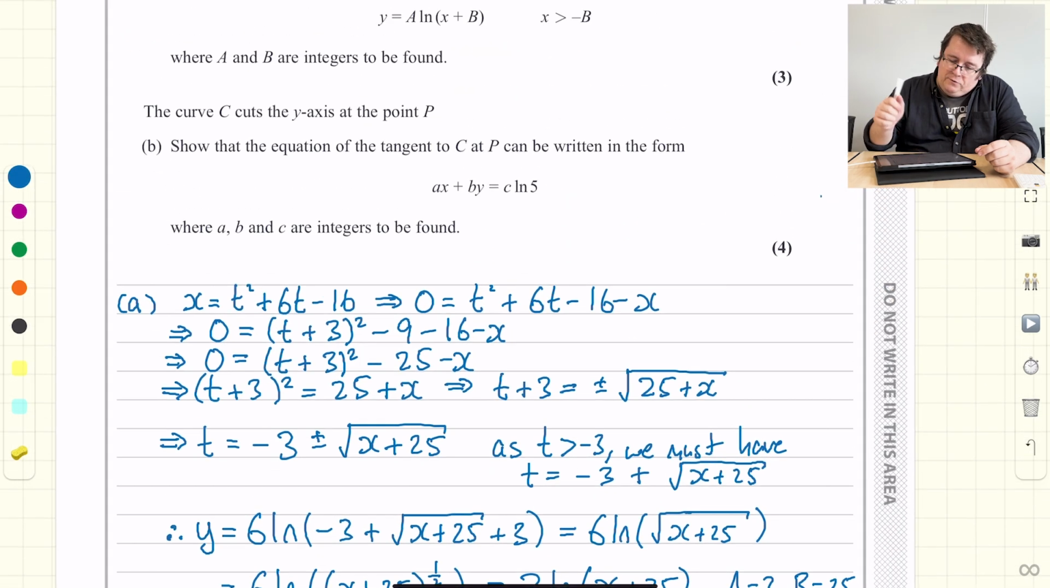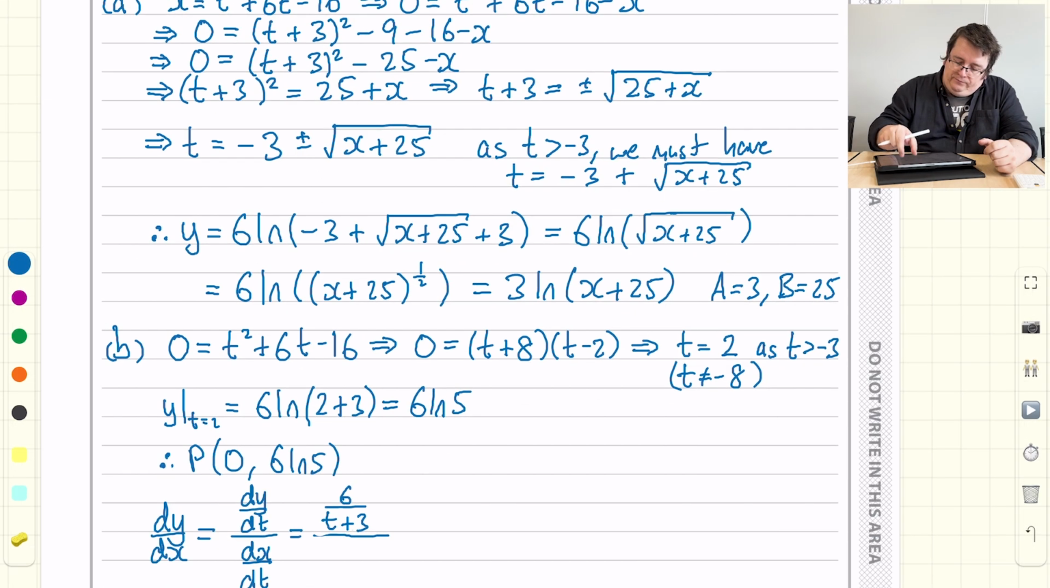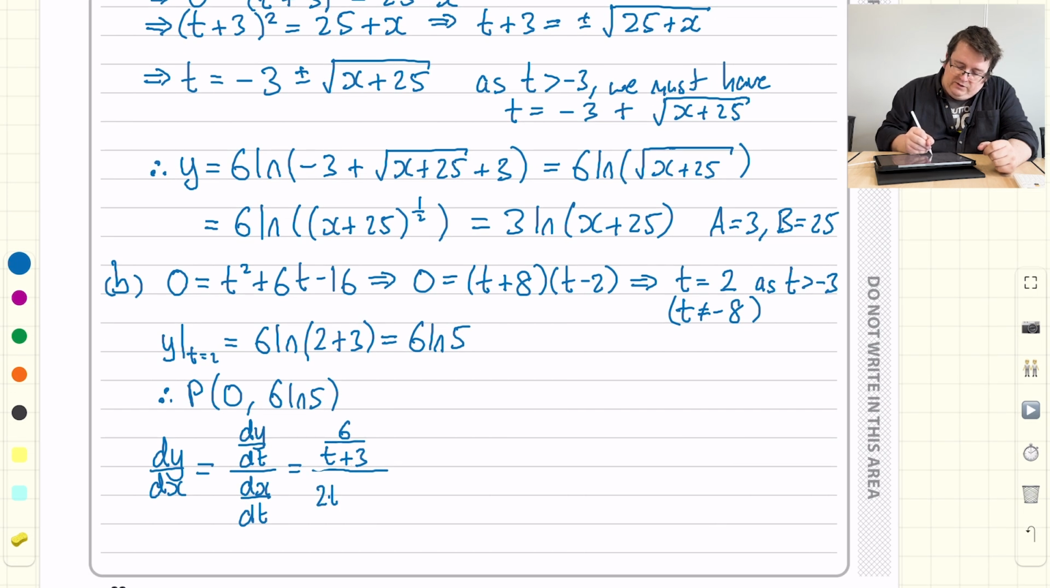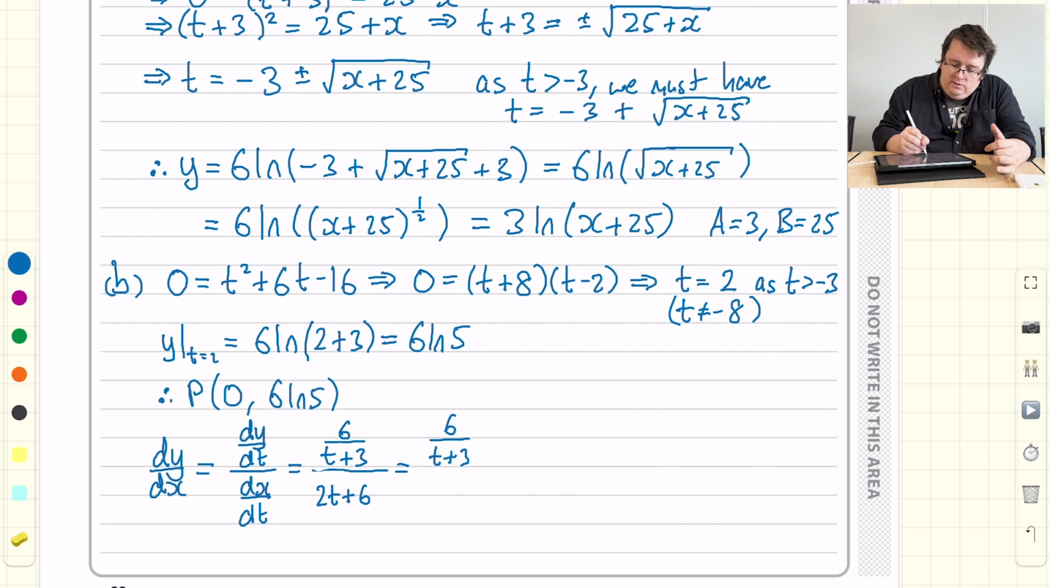Right, so y equals 6 natural log of t plus 3 differentiates to 6 over t plus 3, using the chain rule. So x differentiates with respect to t to 2t plus 6. Now 2t plus 6 is 2 lots of t plus 3. So we've actually got 6 over t plus 3 divided by 2 lots of t plus 3. So we do 6 divided by 2 is 3, and we're going to have t plus 3 squared.